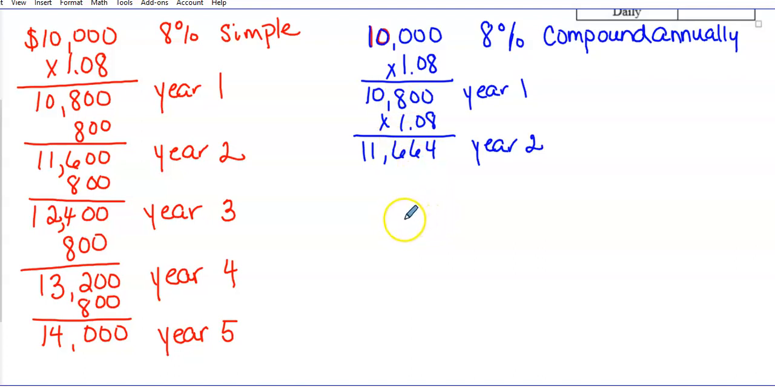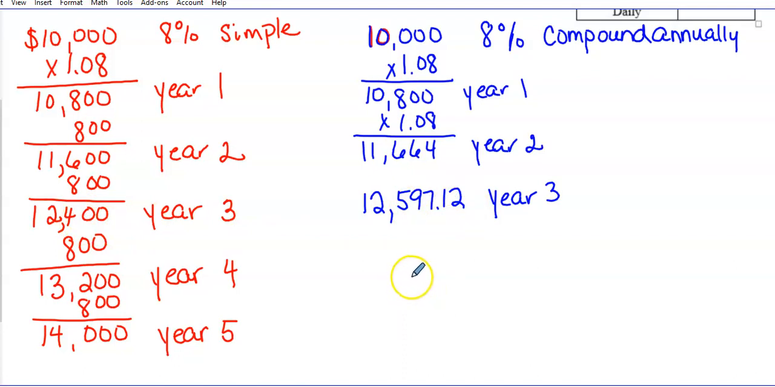So if I take 11,664 and multiply that, that would be $12,597.12. So at the end of year 3 in the bank that compounds annually, I have $197 more, almost $200 more. Okay, let's do this again.